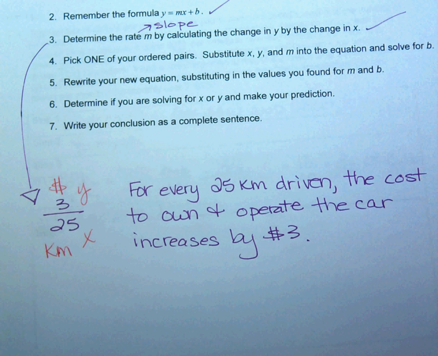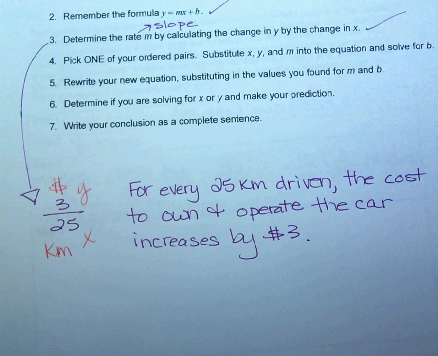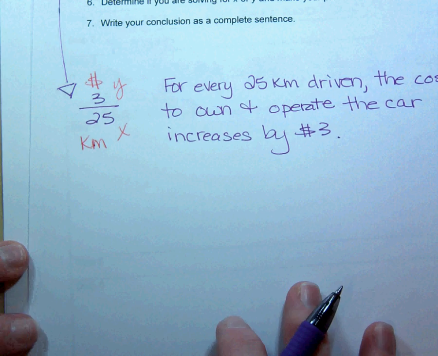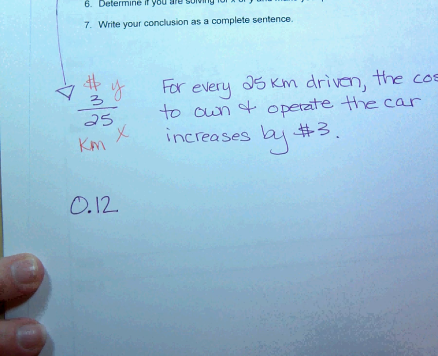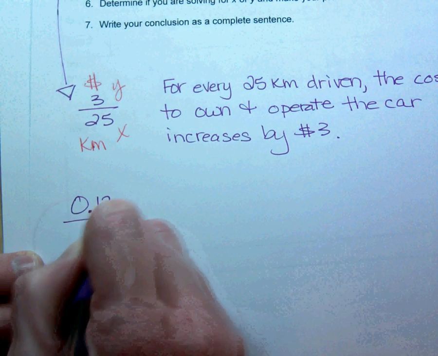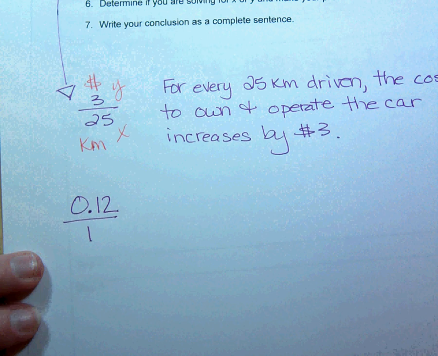Now that's correct, that's factual information, it just might not be the best way to present it. So let's look at the decimal version of the slope. Instead of 3 over 25, let's look at 0.12. Now, I can put 0.12 over 1. Even though it's a decimal, I can still put it over 1.